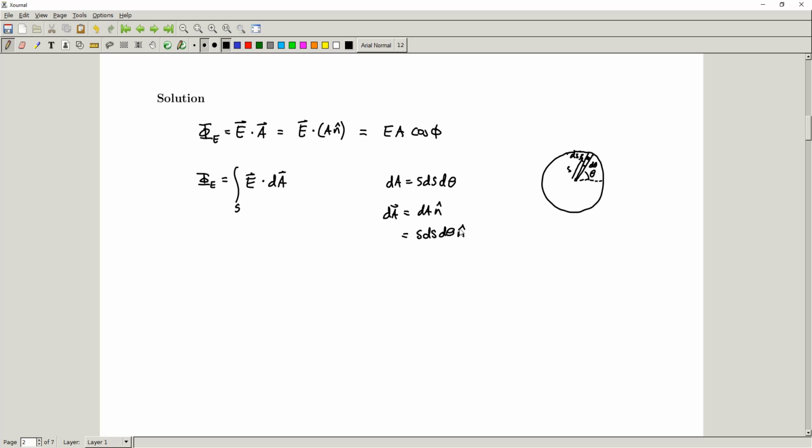So let's say we wanted to rewrite this integral. I'm going to rewrite this here, and so we're going to end up with, we need to do the double integral. We're going to be integrating from 0 out to r.